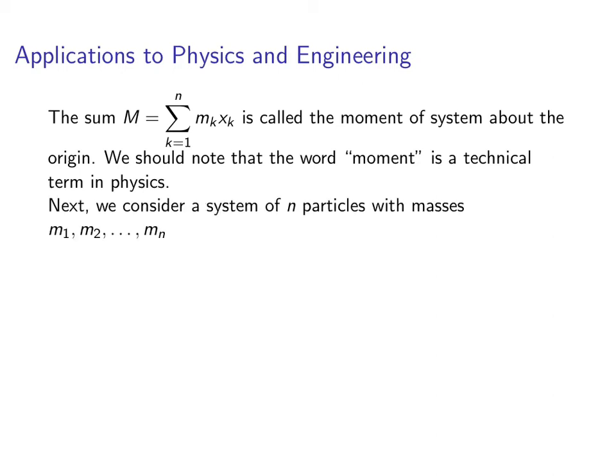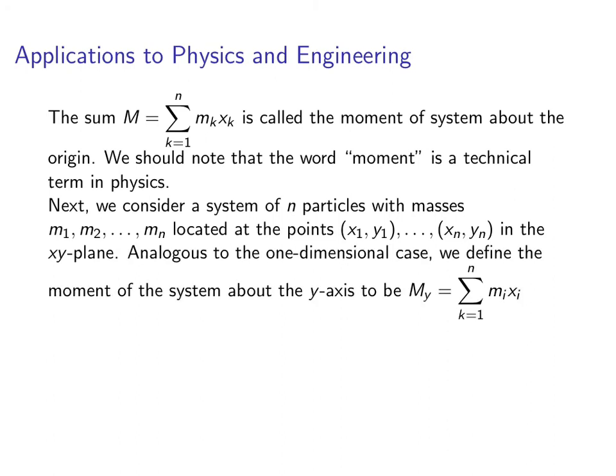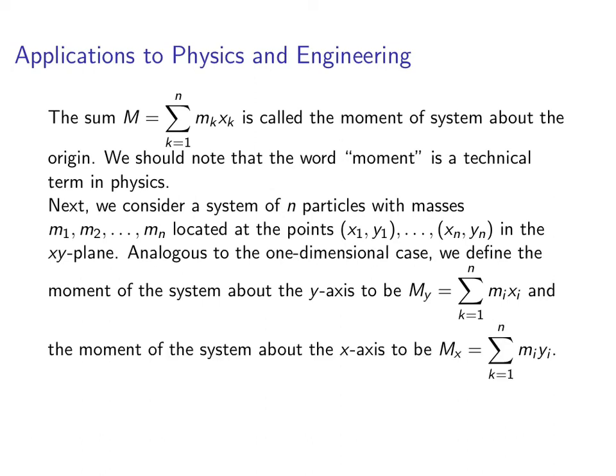Next we want to consider a system of n particles with masses m1 through mn, and now they are located in two-dimensional space in the xy plane. So we give the coordinates of the points and we give the masses. There's an analogous calculation where we can define the moment of the system, but now it's about a particular axis. The moment of the system about the y-axis is the sum of the masses times the x-coordinates. The moment of the system about the x-axis is where we sum the masses times the y-coordinates.